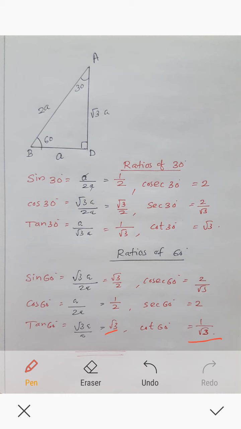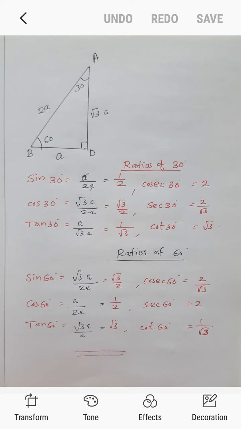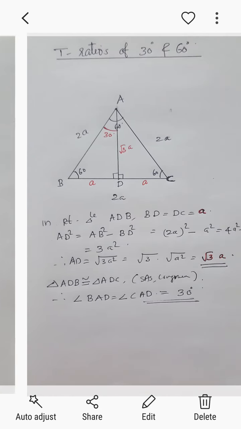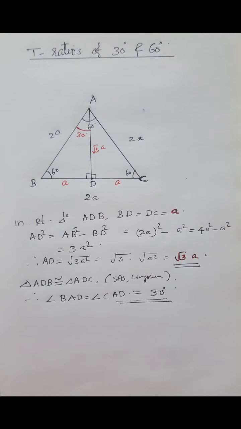I think I forgot to tell you how we are getting root 3a here. How is that obtained? In the previous figure you see, okay, I explained it.